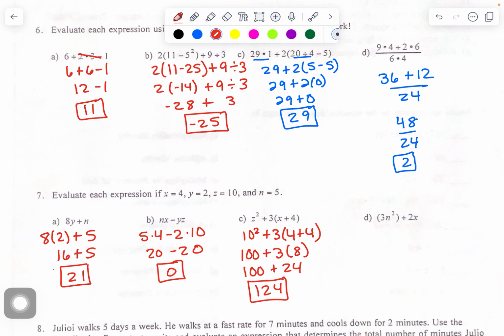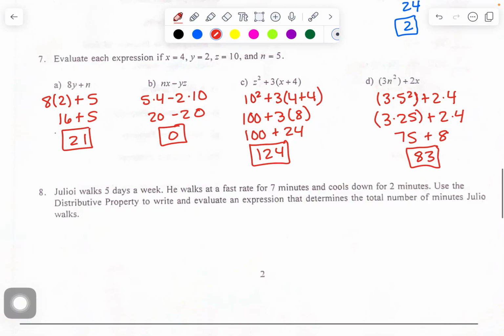And then here in parentheses, we have 3 times n squared. That is only the n that is squared, so that means that I only squared the 5. So it'd be 3 times 25 plus 2 times 4, or 75 plus 8, which is 83.